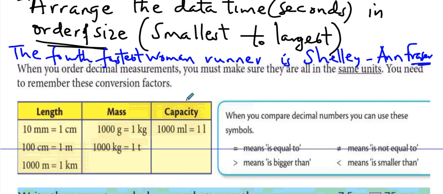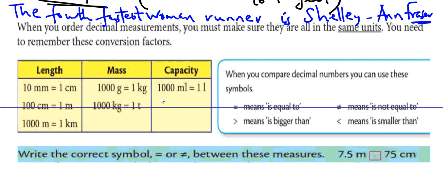Okay, now we are going to discuss something which we call units of measurements. How to put the units of measurement in order of size. For example, it can be given like 50 grams, 50 kilograms, which one is larger than the other. When you order decimal measurements, you must make sure that they are all in the same units. You need to remember these conversion factors.